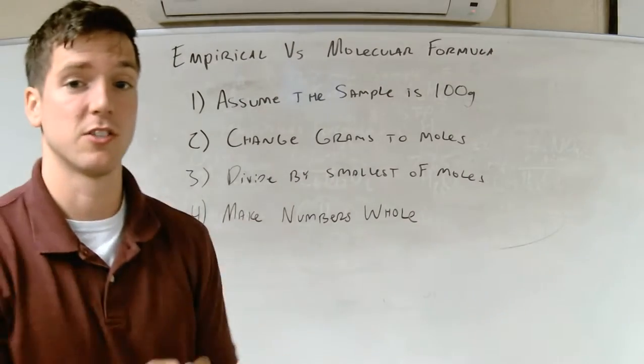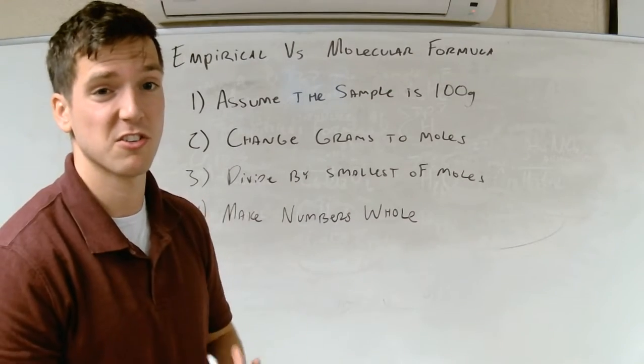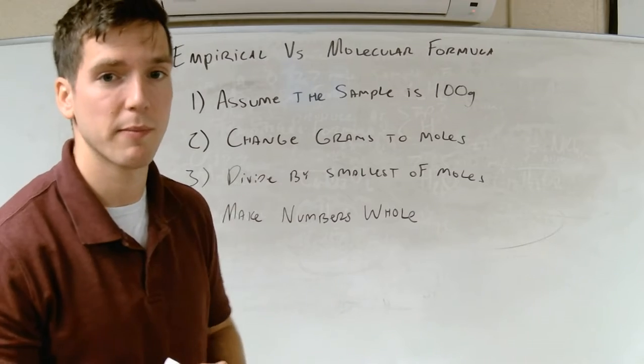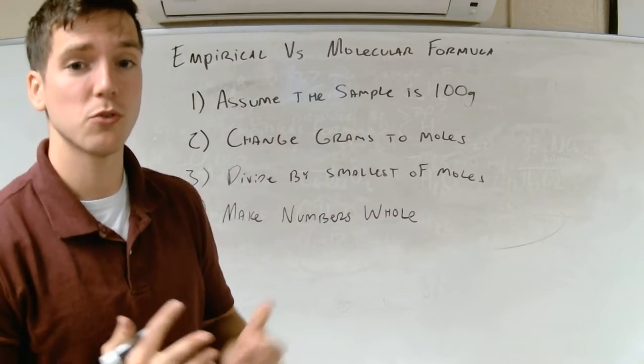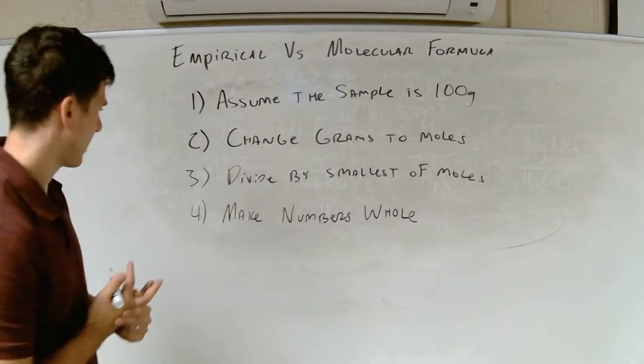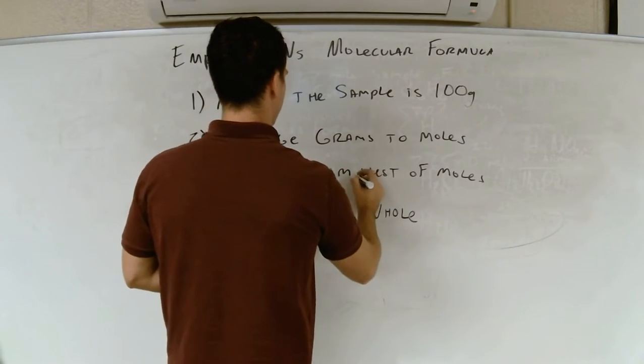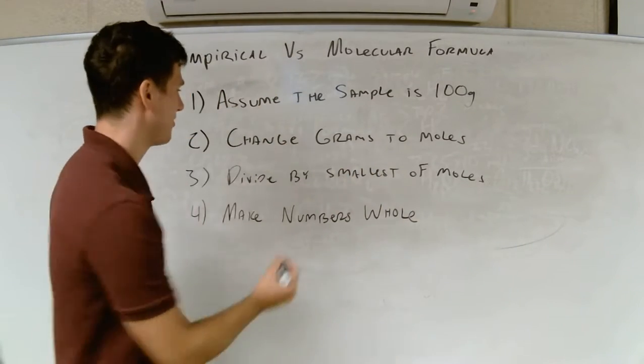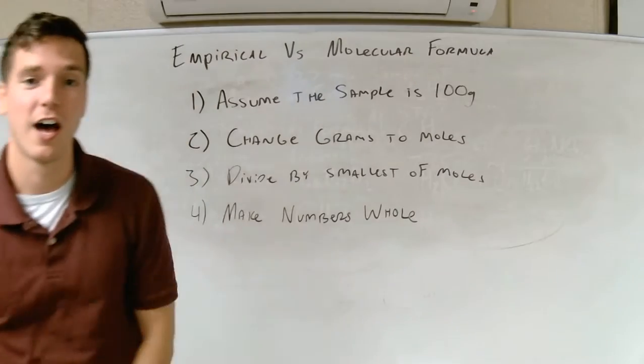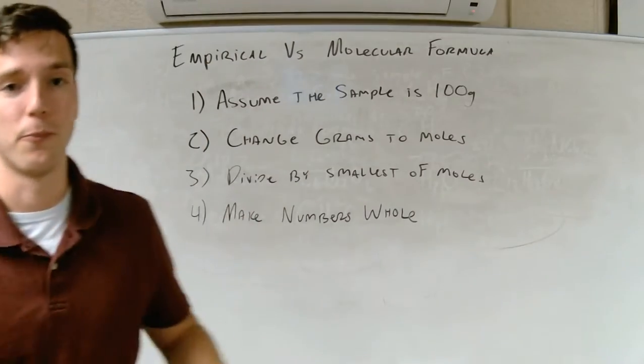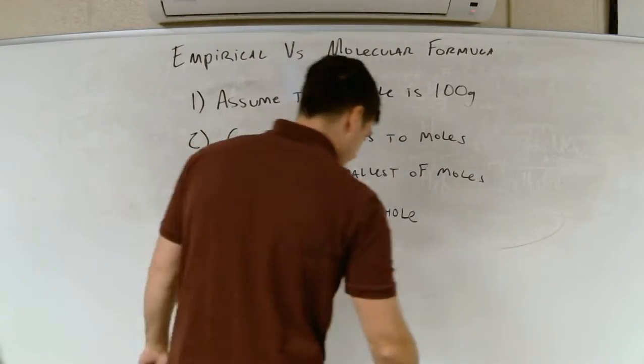Okay, so we assume the sample is 100 grams if we're given percentages. Sometimes they just give us grams and we don't have to worry about it. 2, change grams to moles. 3, divide by the smallest amount of moles. And then make numbers whole. All right, so let's go ahead and do an example.